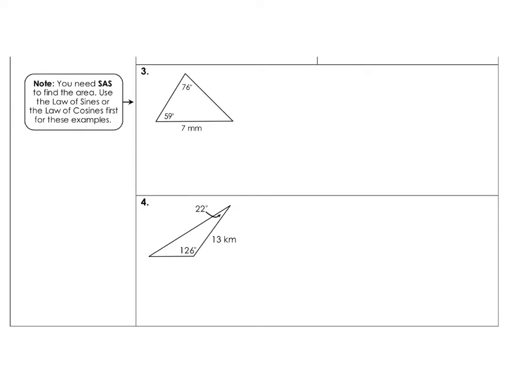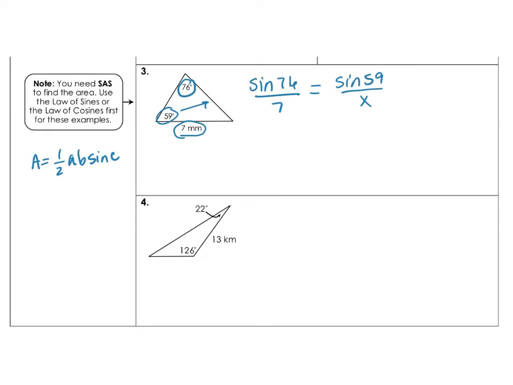Okay, in our next triangle, we still have to find the area. However, I'm not given quite enough information. Remember, that area formula was 1/2 times AB sine of C. So I don't quite have that. I have 2 angles on the side. So we do have enough information, though, to set up the law of sines. So I could say sine of 76 over 7 is equal to sine of 59 over x. And so cross multiplying and solving here, we're going to have x is equal to 7 times sine of 59 over sine of 76. And so that side x is going to be roughly 6.2.